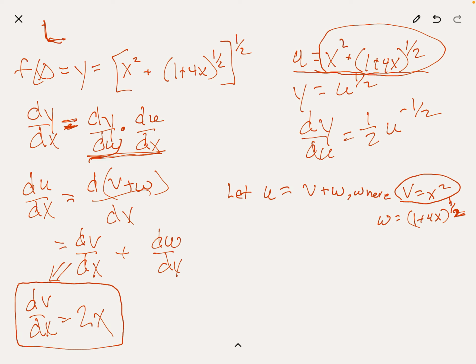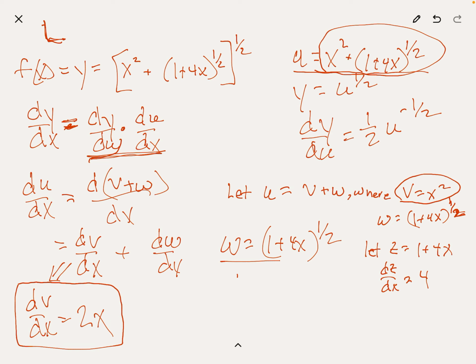So the last part is dw/dx, and then putting it all together. All right, so w we said equals (1 plus 4x) to the 1/2. Looks like we need to make one more substitution because this is also a composite function. So let's let z equal 1 plus 4x. And look what that's going to do. dz/dx, that's just going to be 4, so that's easy.